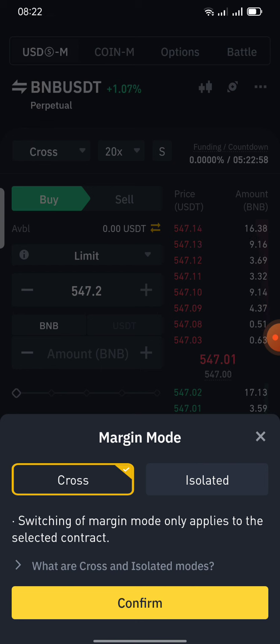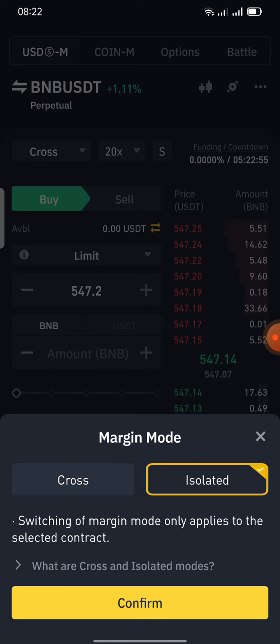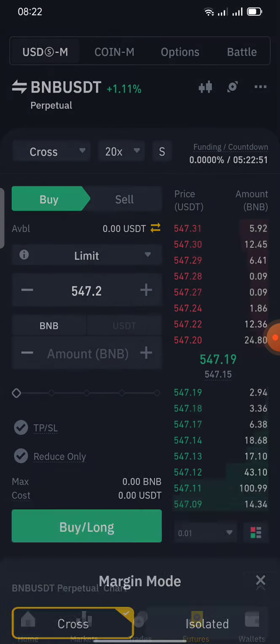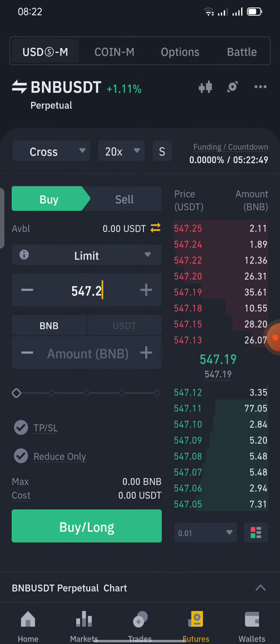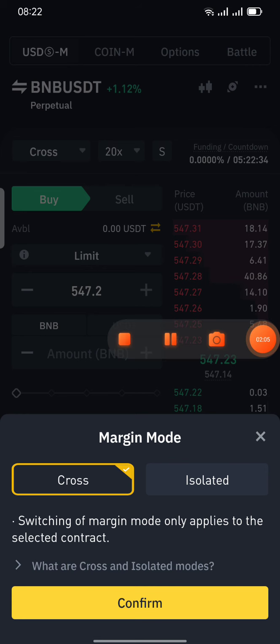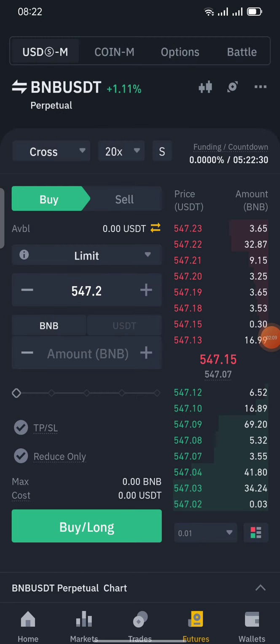You can check here, cross or isolated. So you can confirm one of these. Cross means you can trade more than the amount you have inserted there, and isolated is a fixed amount. Isolated is a fixed amount.